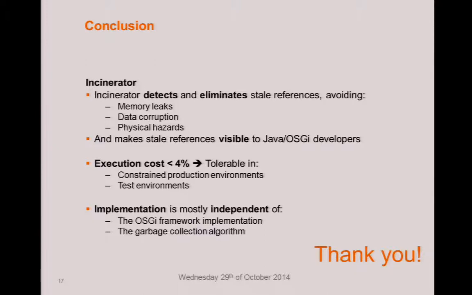These bugs can appear and can be fixed even in production environments because the cost is less than 4%. And the implementation is mostly independent of the OSGi framework implementation and also of the garbage collection algorithm.